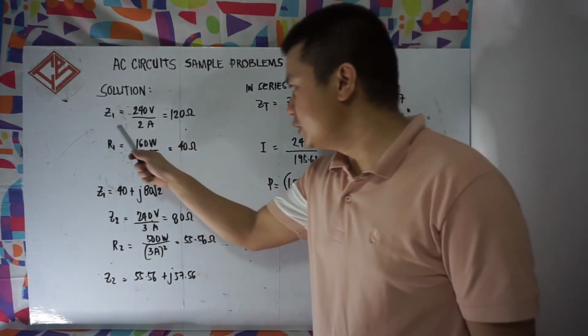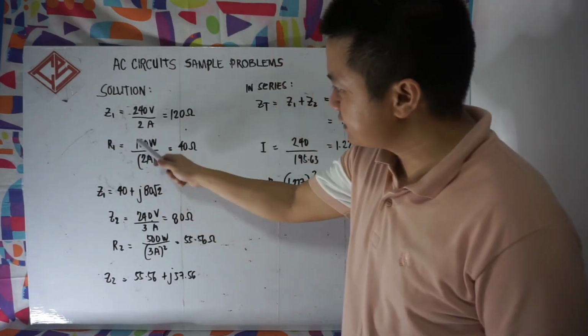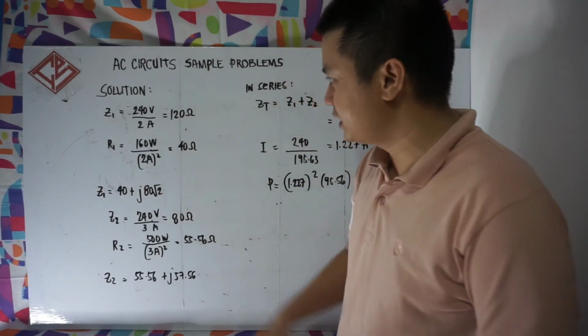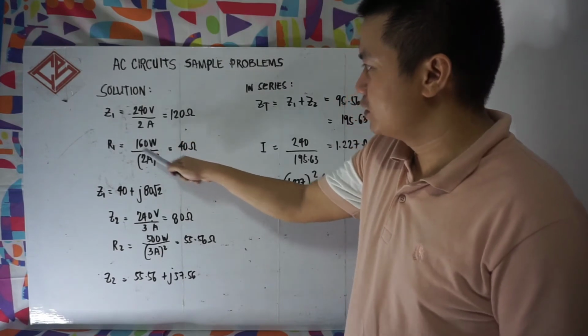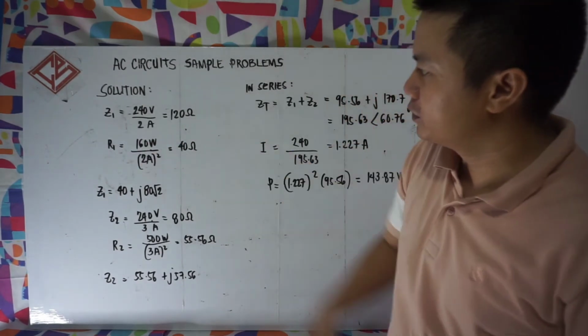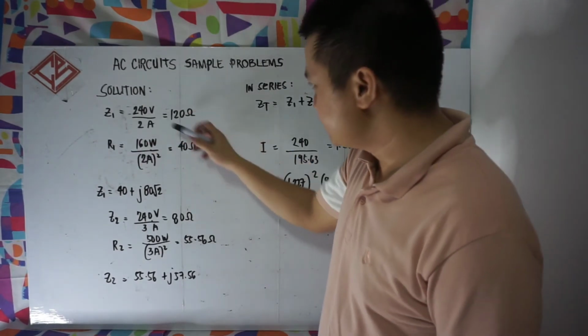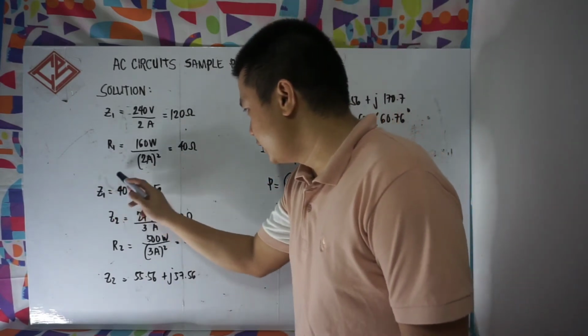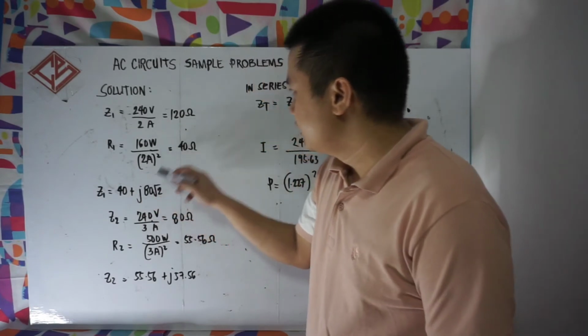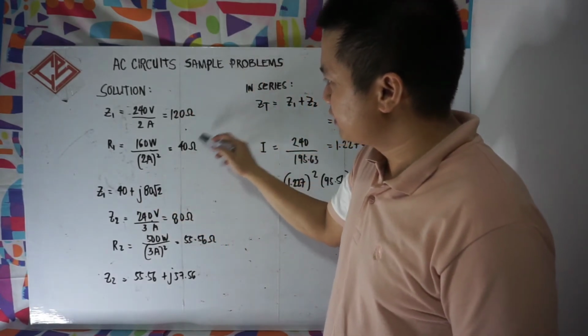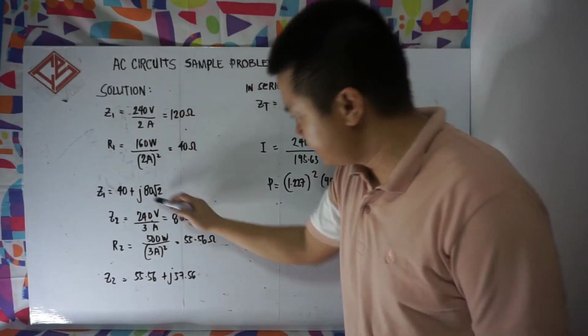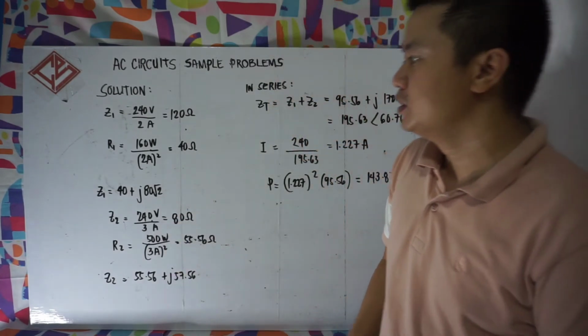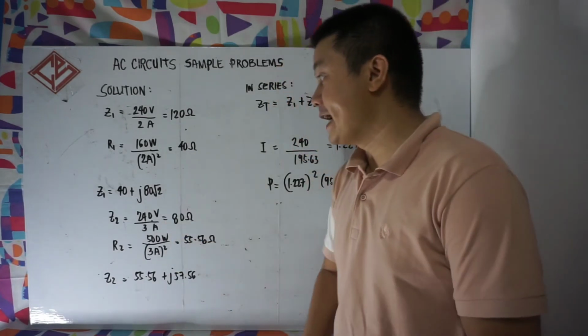And we know that R1 is equal to 160 watts over 2 amperes squared. That is P over I squared to get the R. So you will have 40 ohms. So your impedance is 120, your resistance is 40. So you will have Z1 which is 40 plus j, the square root of 120 squared minus 40 squared, which is 80 square root of 2. So you will get the reactance.